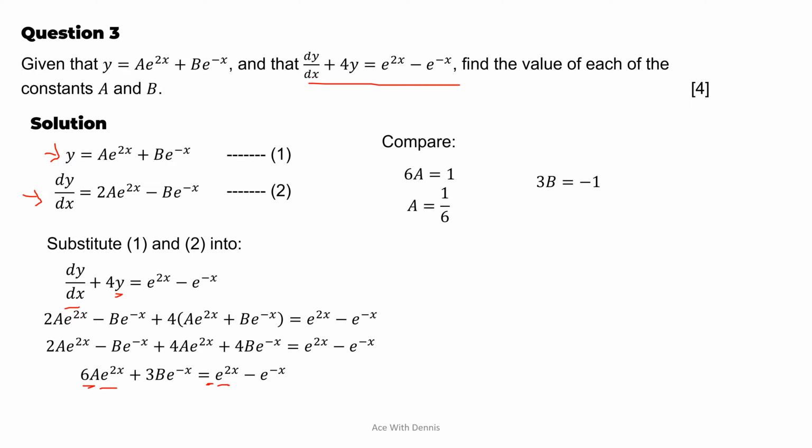Similarly, for the term with e^(-x), right? So the 3b equals negative 1. So be careful with the negative sign here, right? So we get b is equal to negative 1 over 3. And this is the answer.